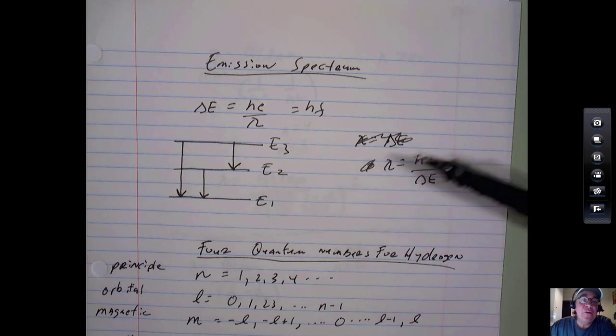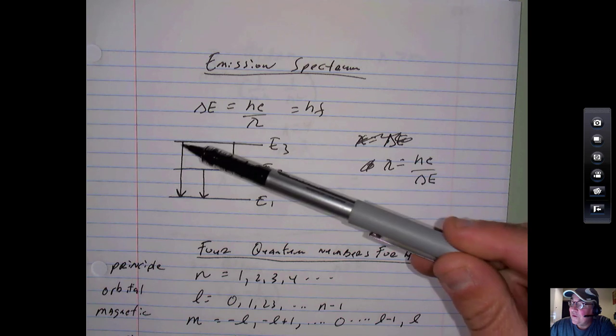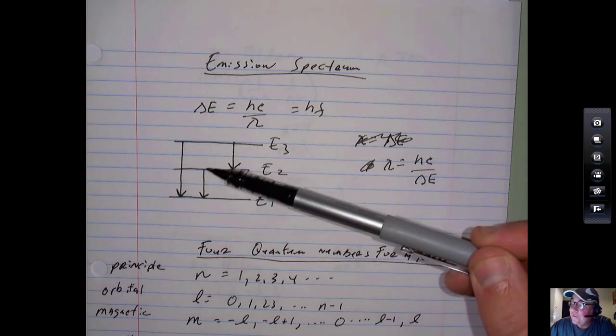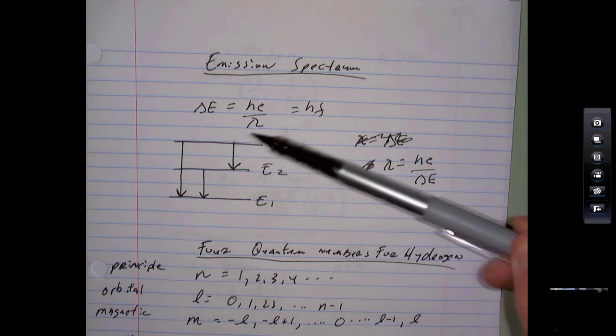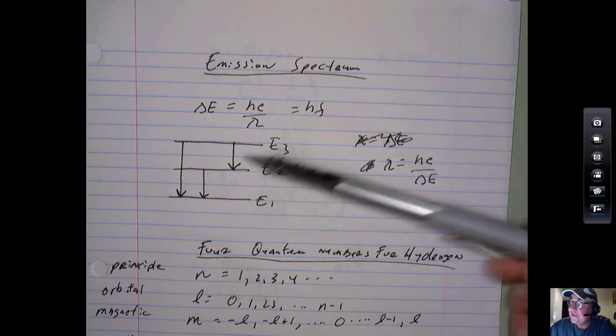When you do that, you emit a photon. So in this diagram, you can go from 3 all the way to 1, or you can go from 2 all the way to 1, or you can go 3 to 2 and then 2 to 1. So there's 3 possible wavelengths here.